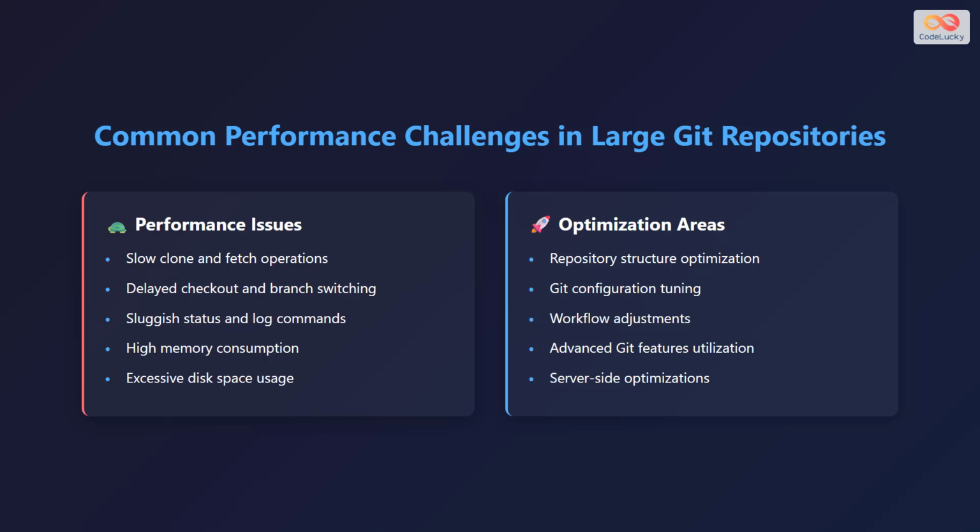Let's discuss common performance challenges encountered in large Git repositories. Performance issues include slow clone and fetch operations, delayed checkout and branch switching, sluggish status and log commands, high memory consumption, and excessive disk space usage. To counter these, we have optimization areas like repository structure optimization, Git configuration tuning, workflow adjustments, advanced Git features utilization, and server-side optimizations.